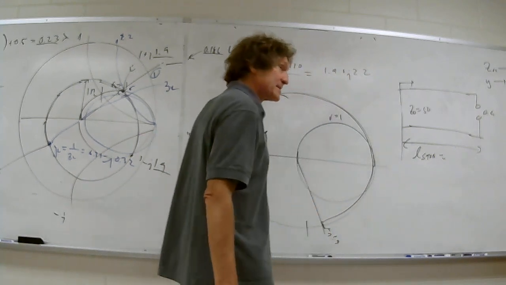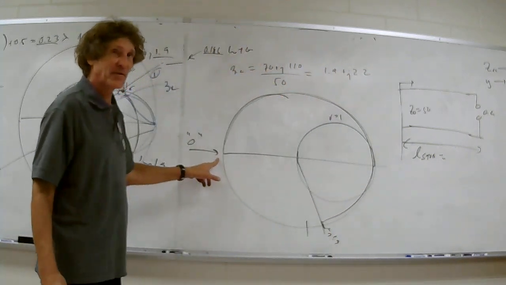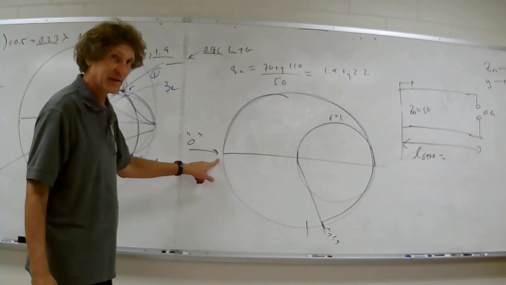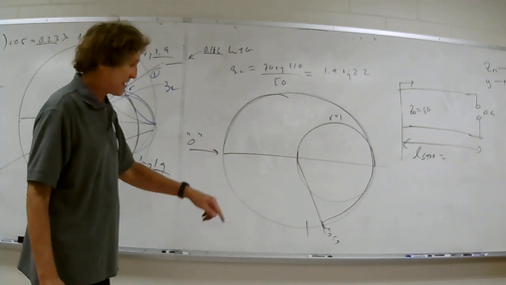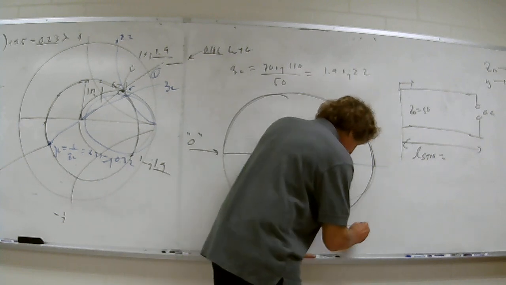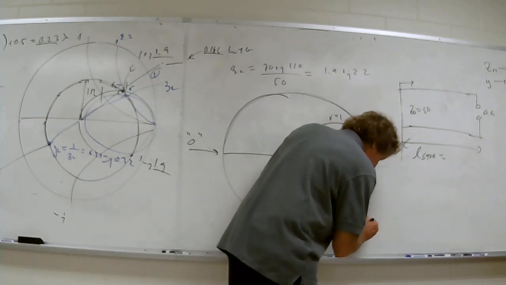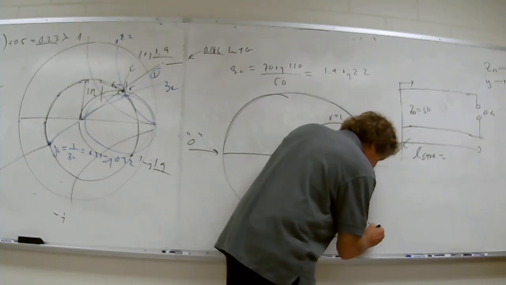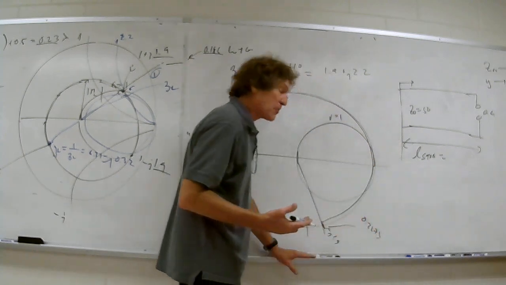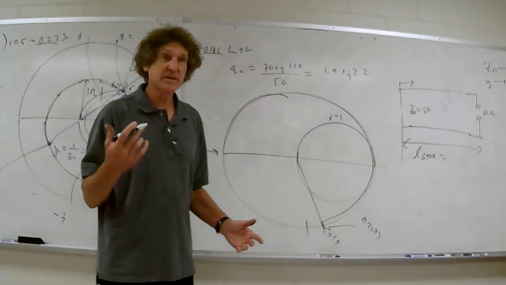The nice thing is this starts at zero, so you don't have to subtract a quarter wave. So what is that value? 0.327 is what I got. That's about right, lambda. So 0.327 lambda to make this impedance match.